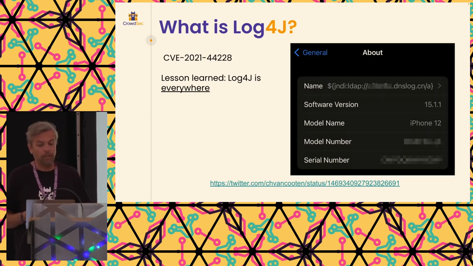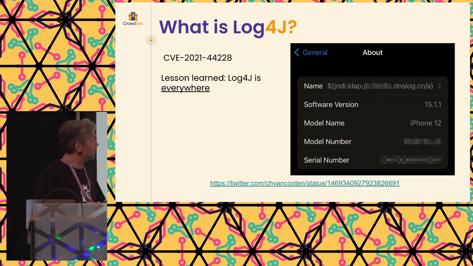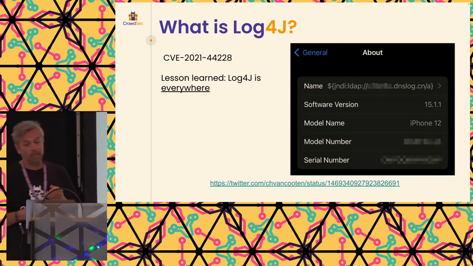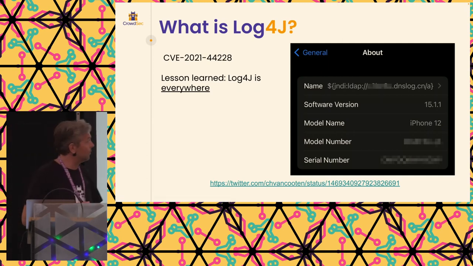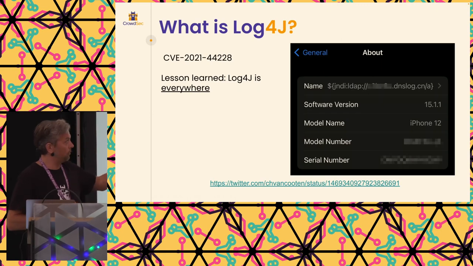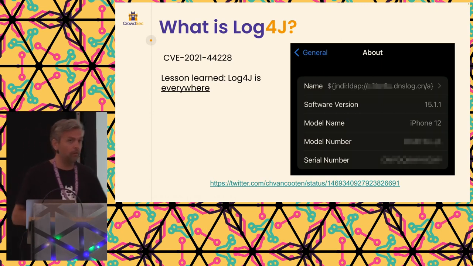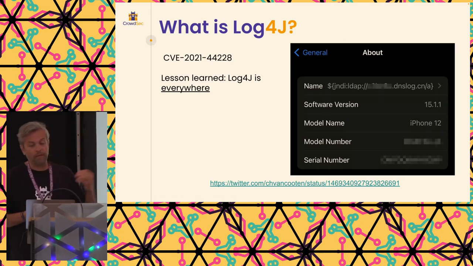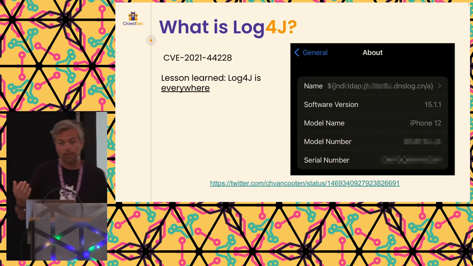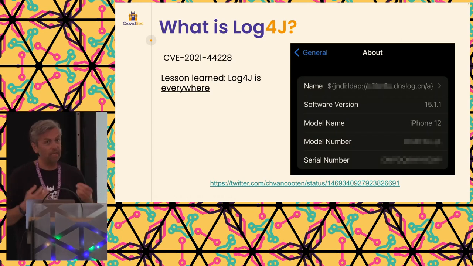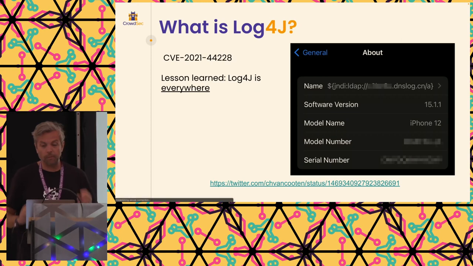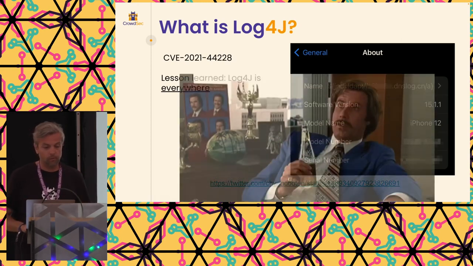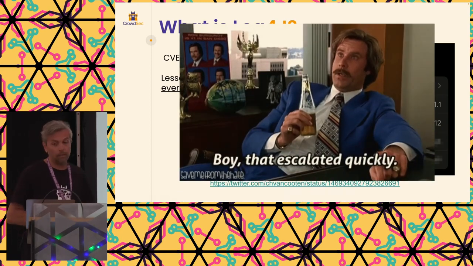I saw this tweet from a guy called Kasim Coden, where it dawned on me, because he had set his name in his iPhone to a specific JNDI string, which then exploits the server, and it turned out he got a connection back from Apple servers, and they were vulnerable. And then I was like, it really is everywhere.